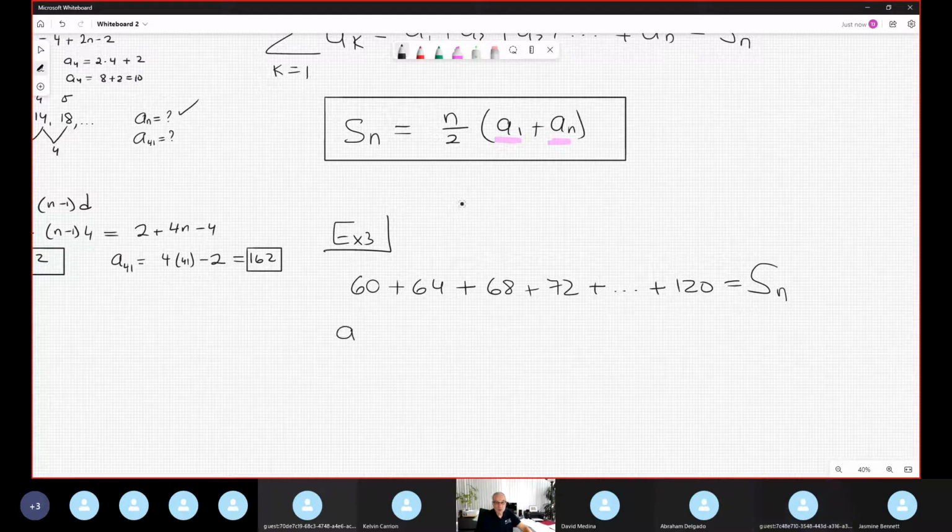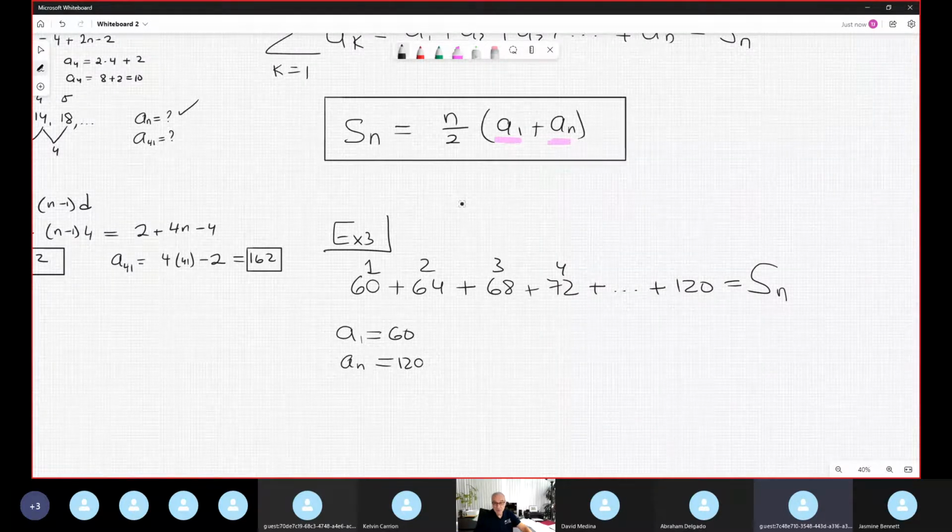A1 is obvious, 60. A sub m is the last one, 120. The only thing I don't know is m, how many terms there are. We have 1, 2, 3, 4, but I lost the count here. So I need to discover what m is for 120, but it's easy.